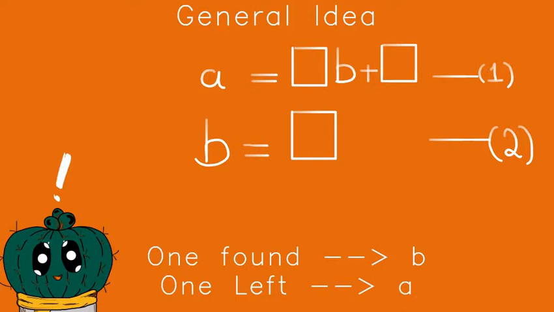Okay, so at this moment, we have found the value of b, some constant, some number after doing some actual work. But we still don't know what the value of a is. But we have the hint. We have the value of b.